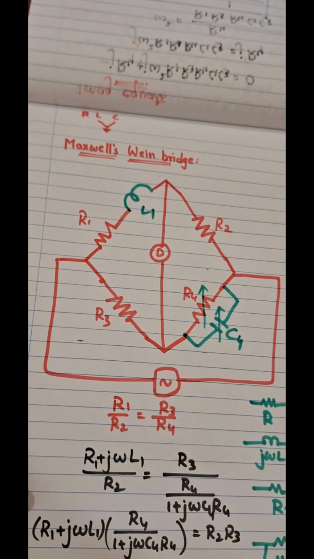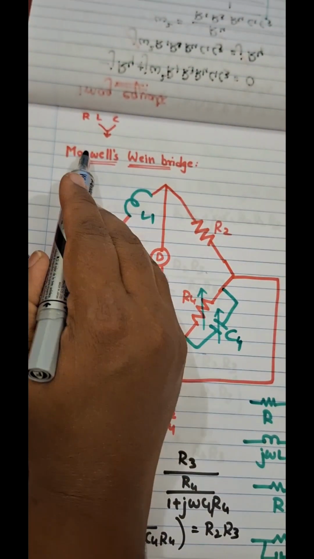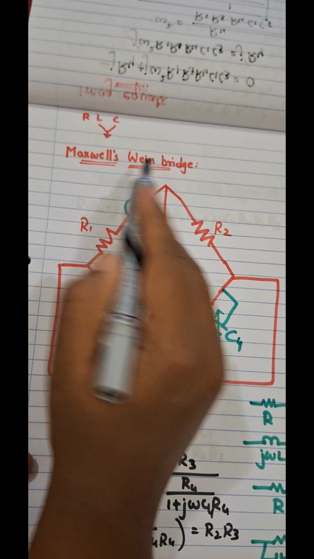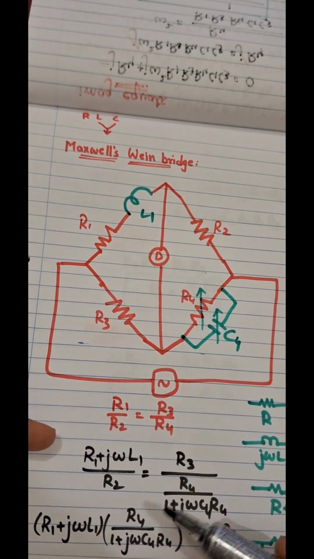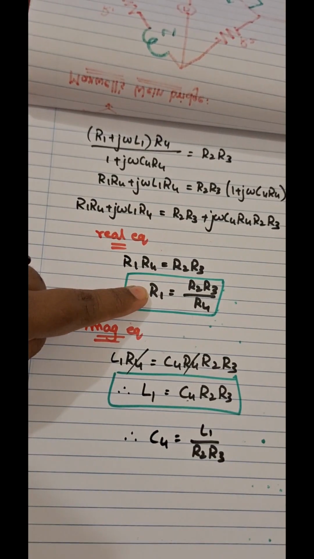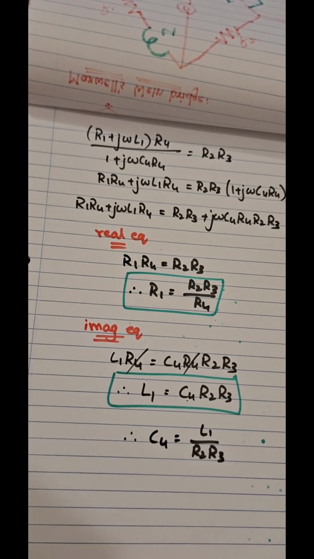So this is how Maxwell's Wein bridge works. Maxwell means inductor, Wein means capacitor, and when both methods are combined, this is the method. Clear? So finally we got the resistor and inductor formulas. That's it. This is Maxwell's Wein bridge method.